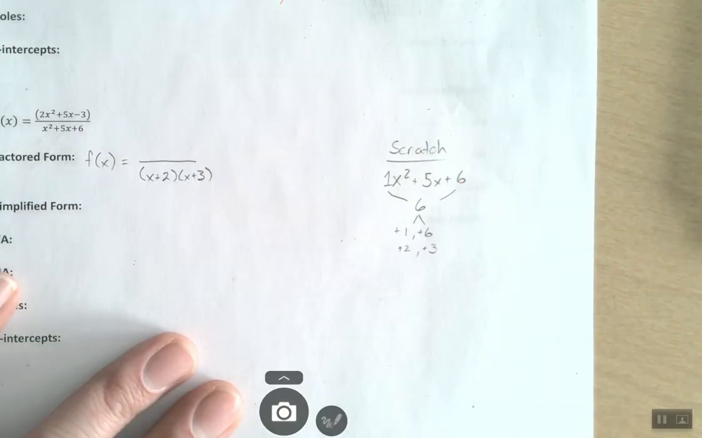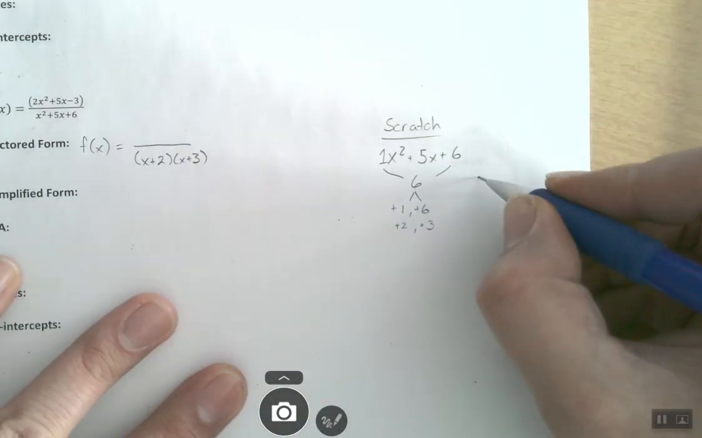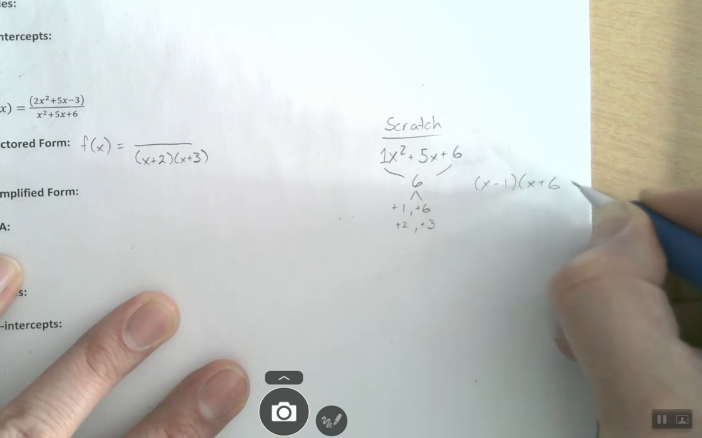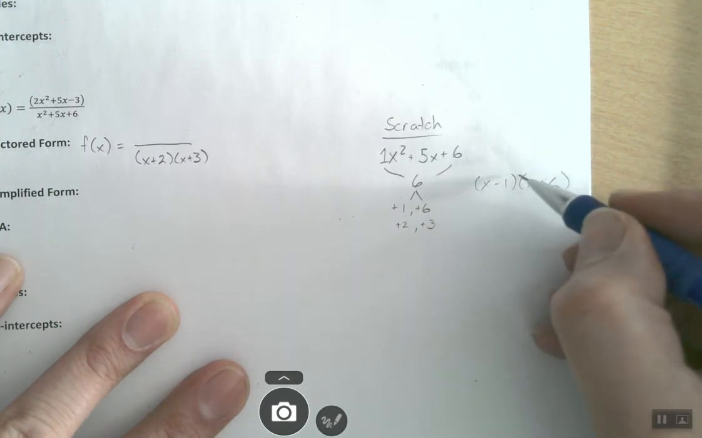Question. Answer. I understand positive 1, positive 6 equals 7, but how come we can't do negative 1, positive 6? If I do this, and I'm thinking out just the parts of FOIL, what's the last number that I get out?